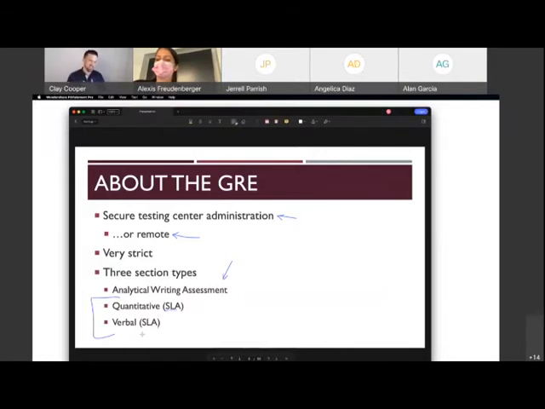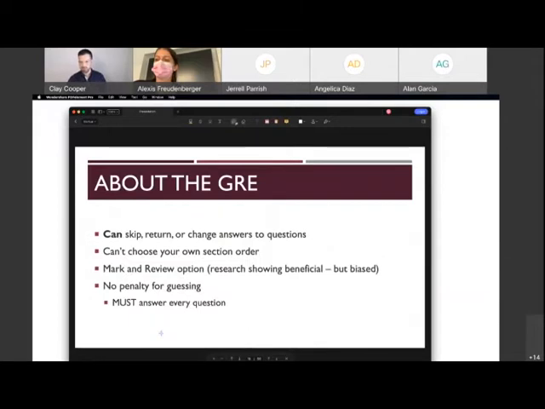If you notice, I put SLA in parentheses beside each of these. What that means is these are the 2 portions of the test, the 2 sections of the test, I should say, that employ this computer adaptive testing algorithm. And I'll talk about what that means in just a minute. But first, let's hit some high points about how the test works, right?